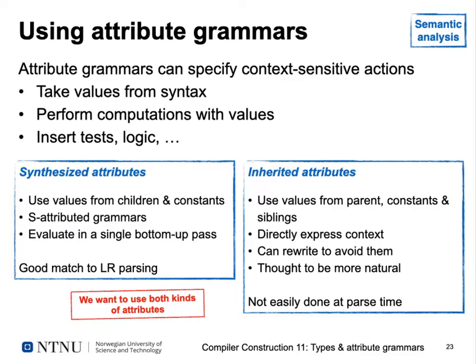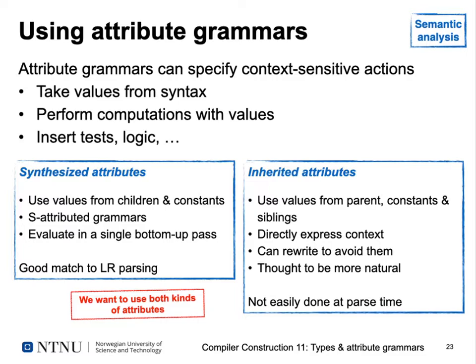So for synthesized attributes, as we've seen, we use the values from children and constants. We can have S-attributed grammars, and we can evaluate them in a single bottom-up parse. This is a very good match to LR parsing, whereas inherited attributes use values from the parent, maybe constants even, and values from siblings. So inherited attributes directly express context, something which is not possible just using our grammar.